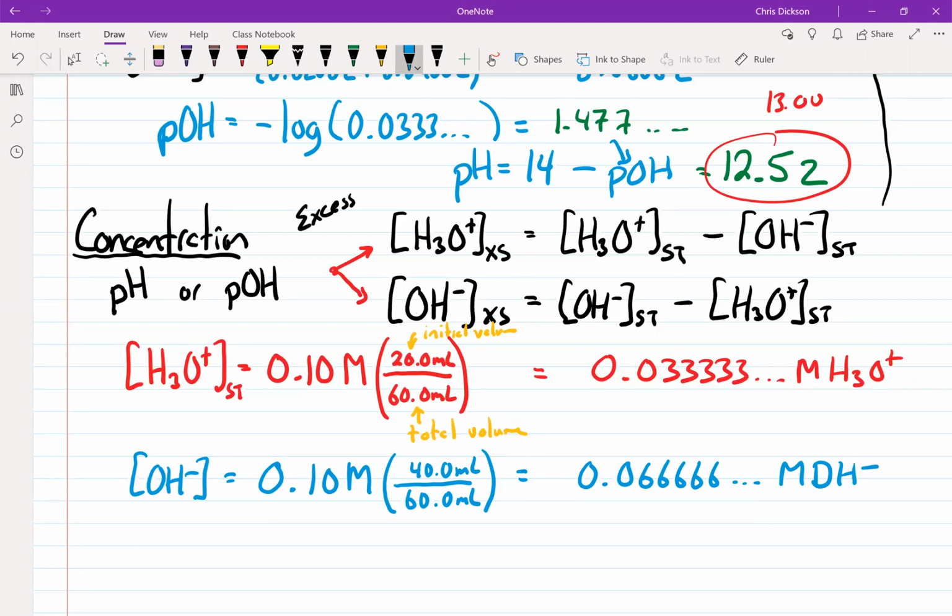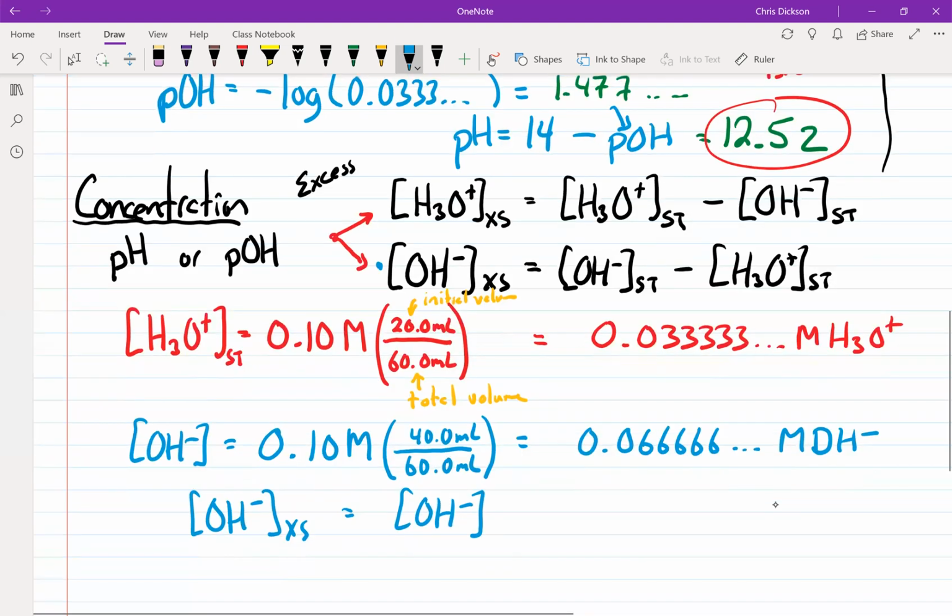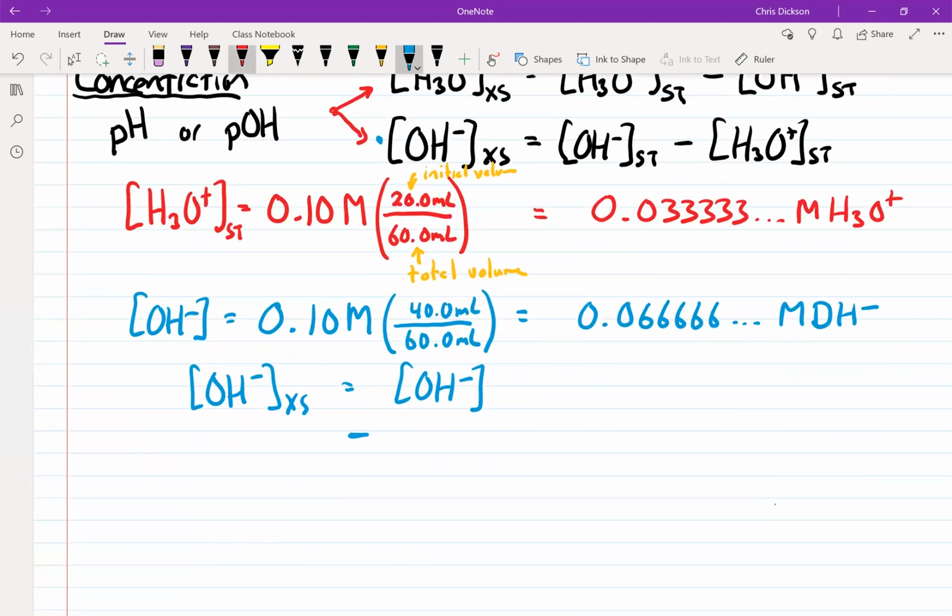Okay, so you might remember at the very beginning I said you had to choose which formula to pick here. So you have to know which one's in excess. So if you do it this way, you just look at the two numbers, you think, well, there must be more hydroxide than hydronium. So I'm going to have to use the bottom formula here. So the concentration of the hydroxide that's in excess is going to be equal to the concentration of the hydroxide we start with minus the concentration of the hydronium we start with.